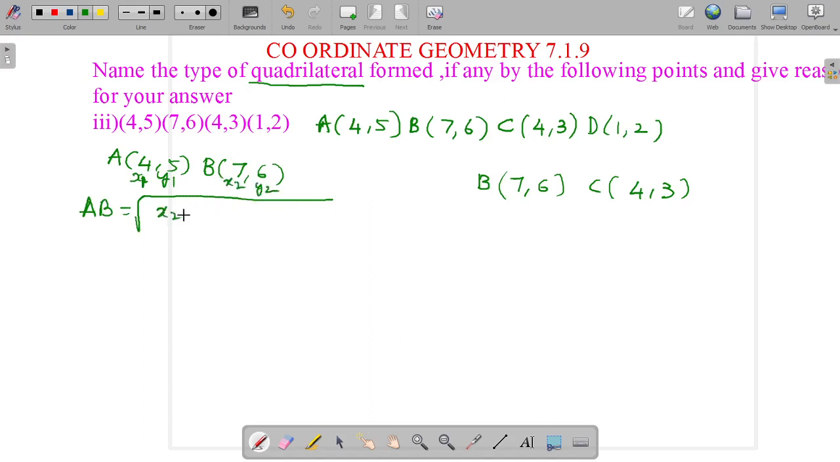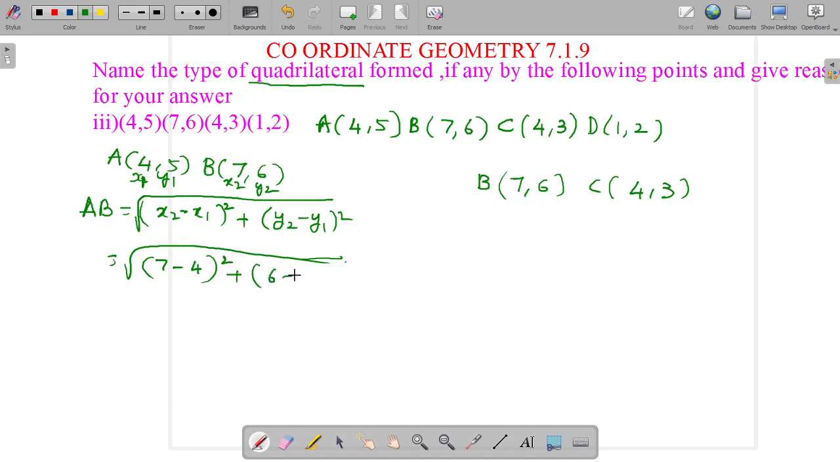AB is equal to the square root of (x2 minus x1) whole square plus (y2 minus y1) whole square, which is the square root of (7 minus 4) whole square plus (6 minus 5) whole square, which is 3 square is 9 plus 1, so the square root of 10. After that, find the distance between BC.